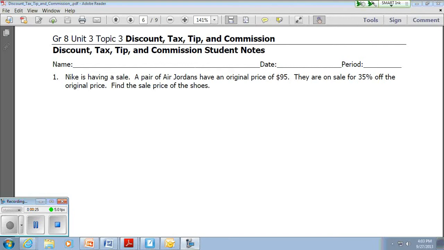So let's read. Nike is having a sale. A pair of Air Jordans have an original price of $95. They're on sale for 35% off the original price. So find the sale price of the shoes.